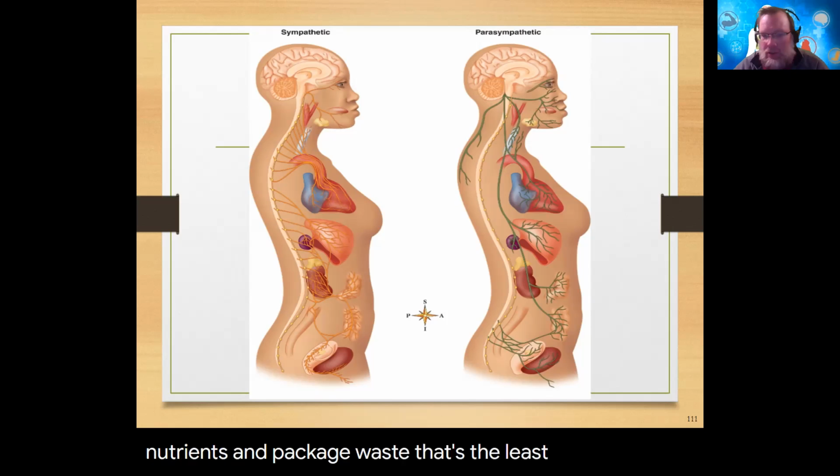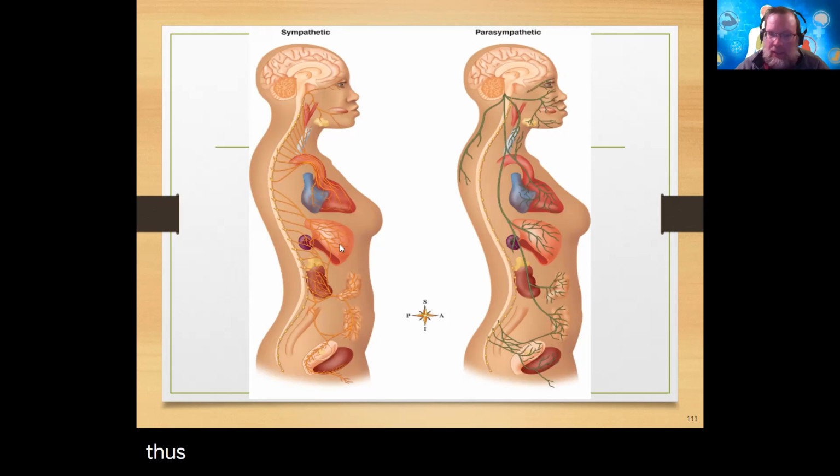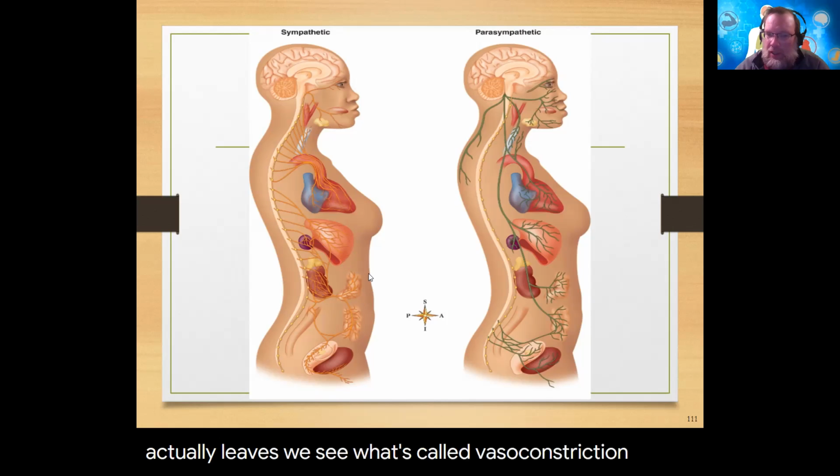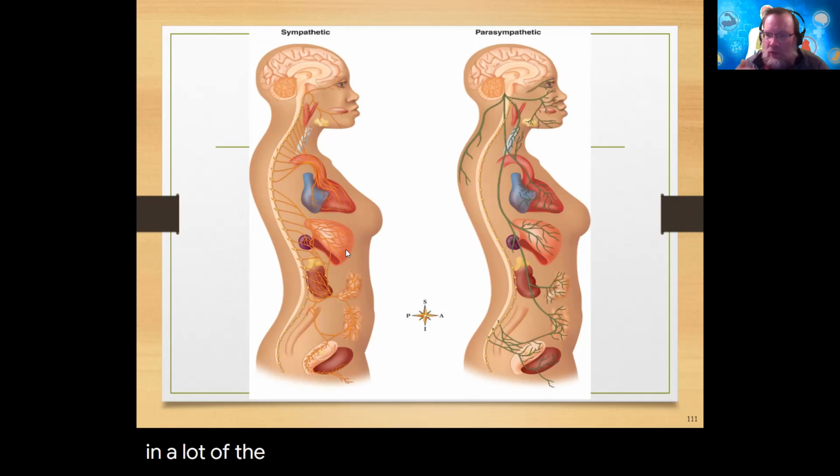That's the least of our concerns. So under stressful situations, we do see the colon, the small intestines, the stomach, even into the esophageal area, in essence, kind of shut down. A lot of the blood actually leaves. We see what's called vasoconstriction occur in a lot of the digestive or gastrointestinal tubing to again get the blood out of these areas and get more blood flowing out to the arms, to the appendages, including the head.